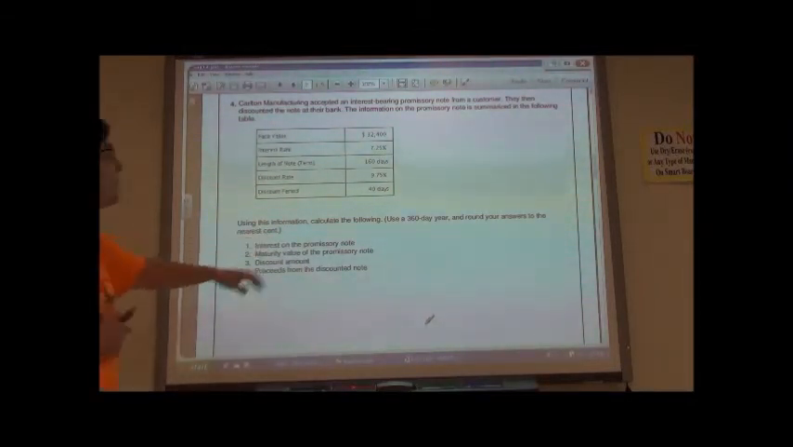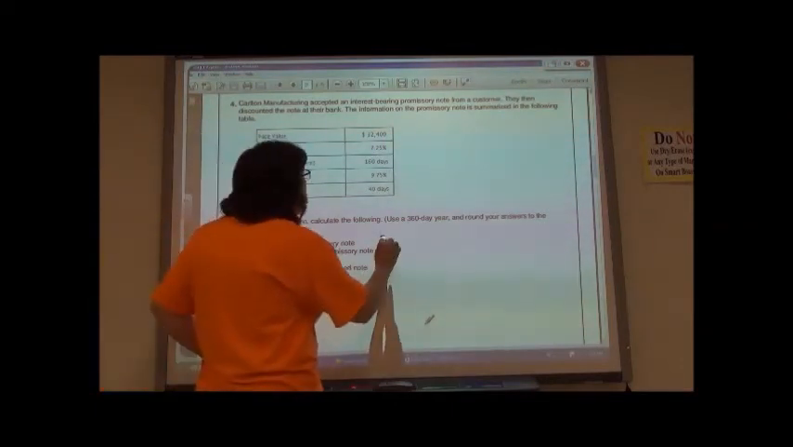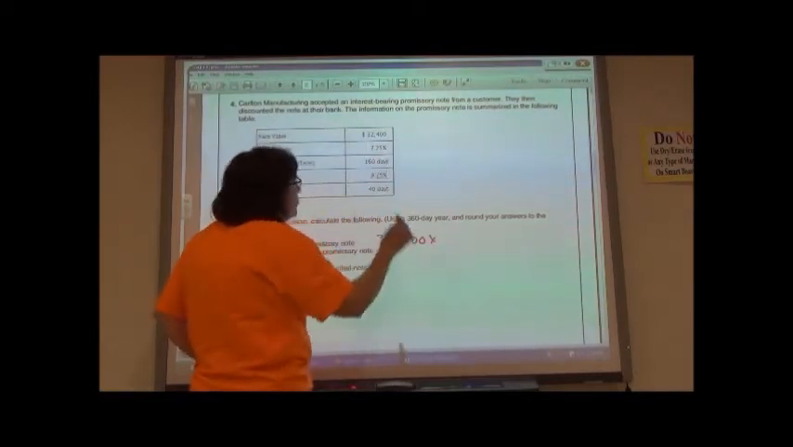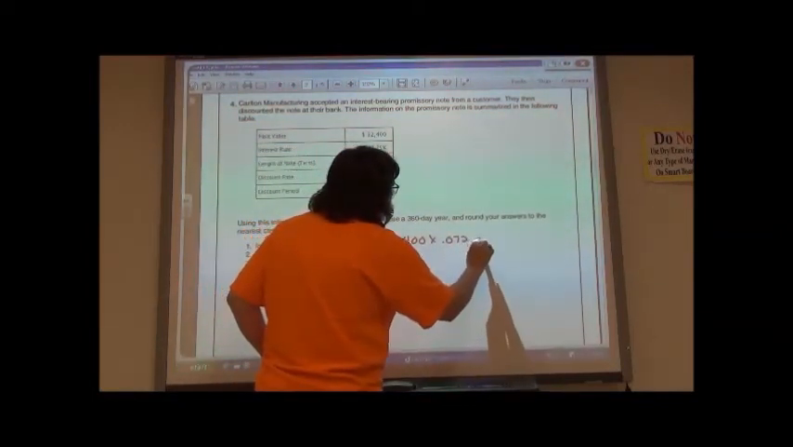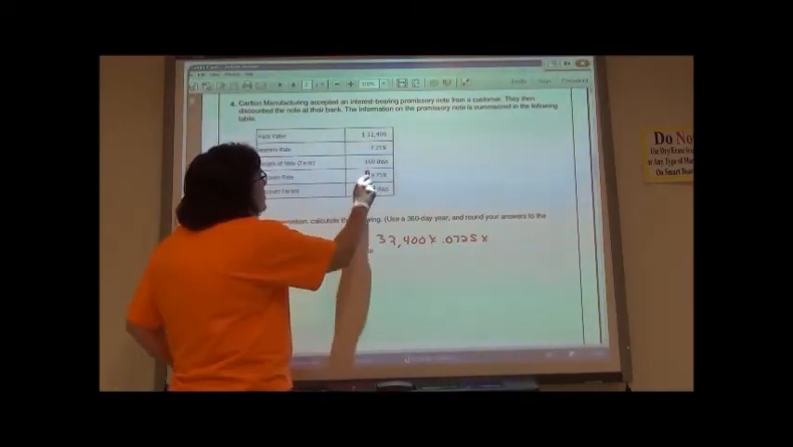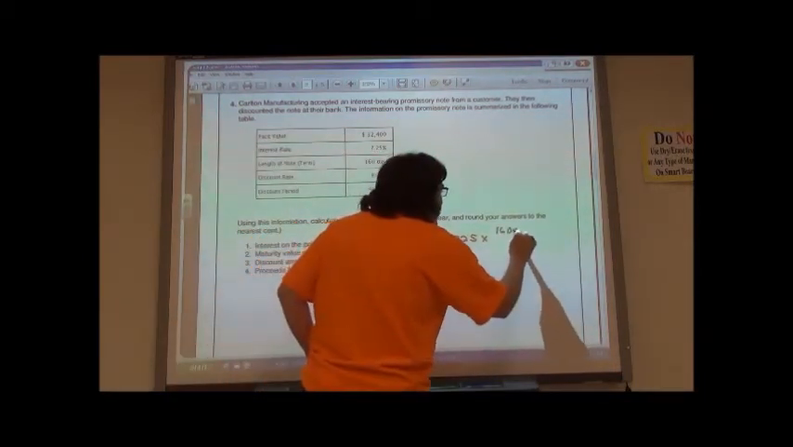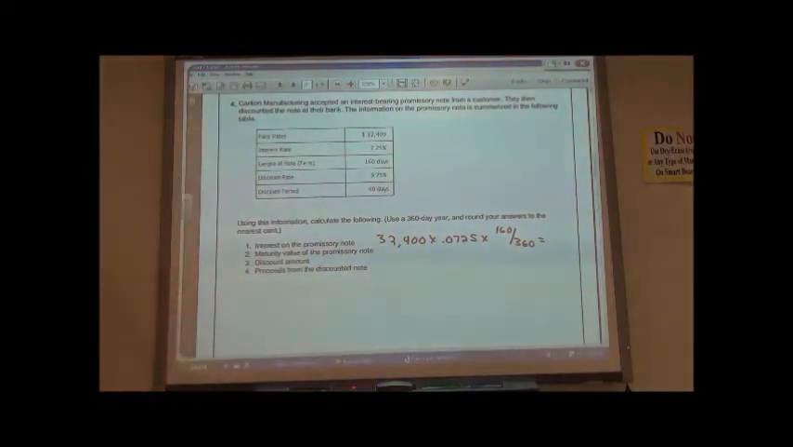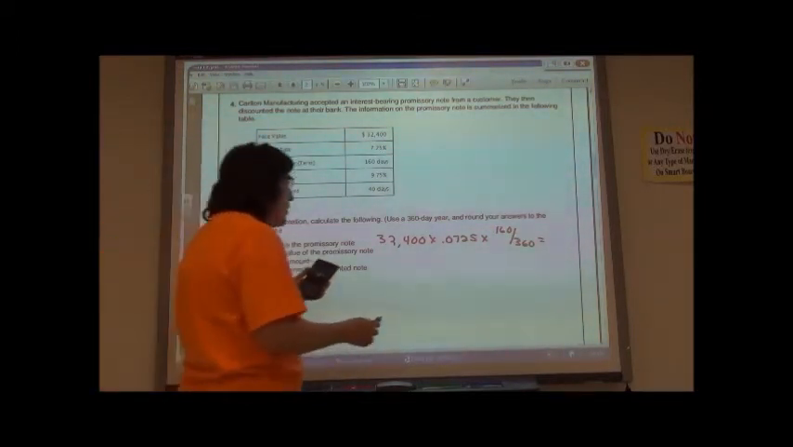So the interest on my promissory note, I'm just taking the face value, the $32,400, times the interest rate, 0.0725, times the time or the length of my note, 160 over 360, and figuring out the interest. So again, if I grab my calculator, 32,400 times 0.0725 times 160 divided by 360 gives me $1,044.